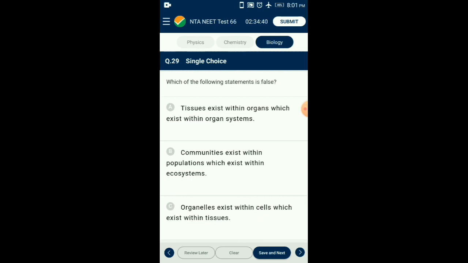Question number 29. Which of the following statements is false? All the individuals of a species living within a specific area are collectively called a population. Different populations may live in the same specific area. A community is a set of populations inhabiting a particular area.